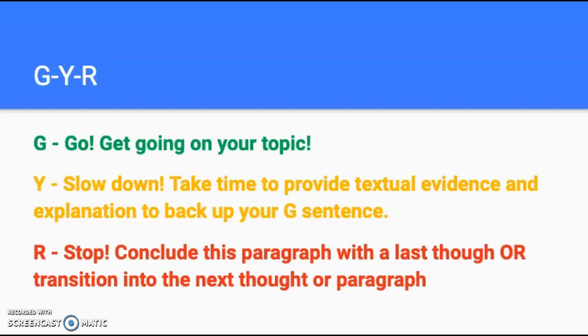G represents your first sentence, and it basically means you go. You get going on your topic. G for go, green for go. Y represents your middle sentences. This is going to be more than one usually. This is when you slow down, you take time to provide quotes, evidence and explanation. And then red, you stop and you conclude your paragraph or you transition to the next one. Okay?